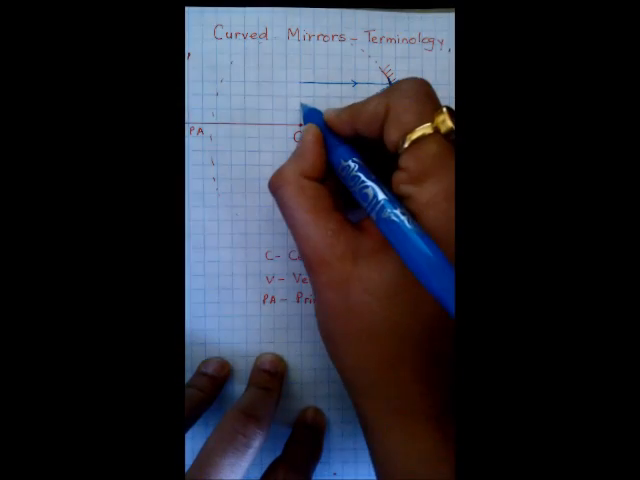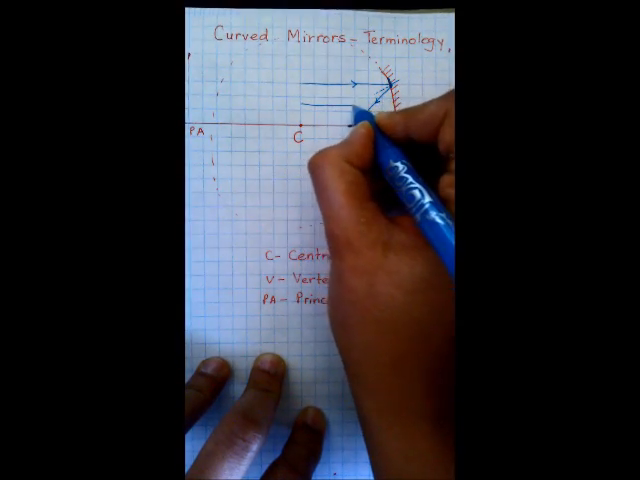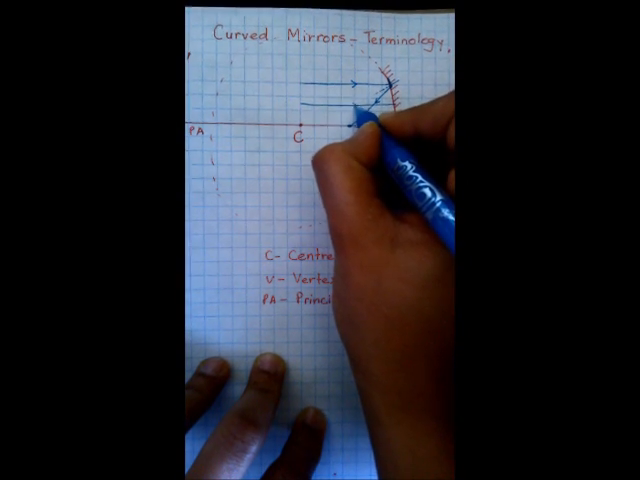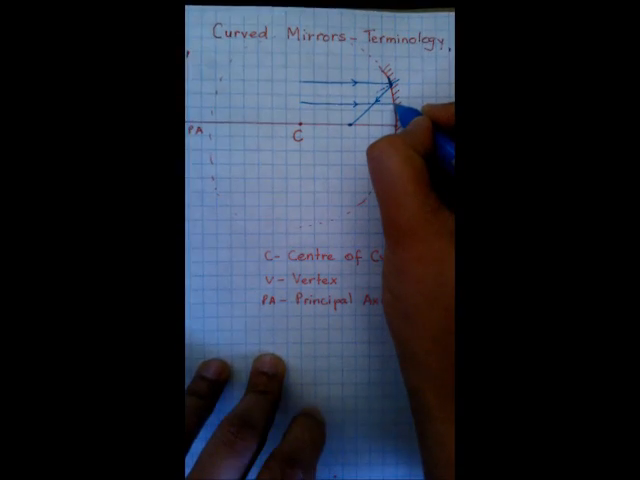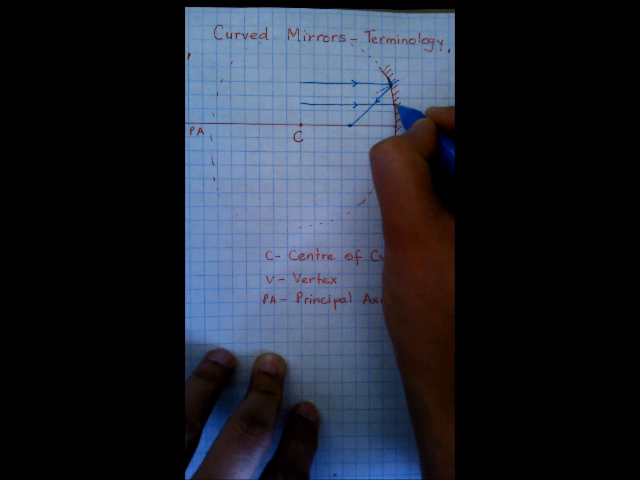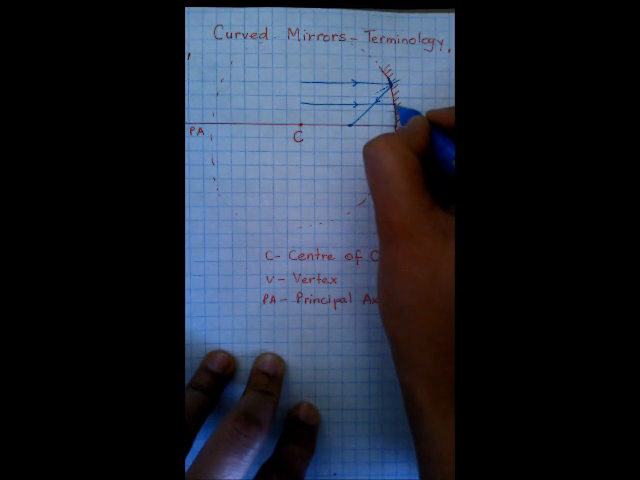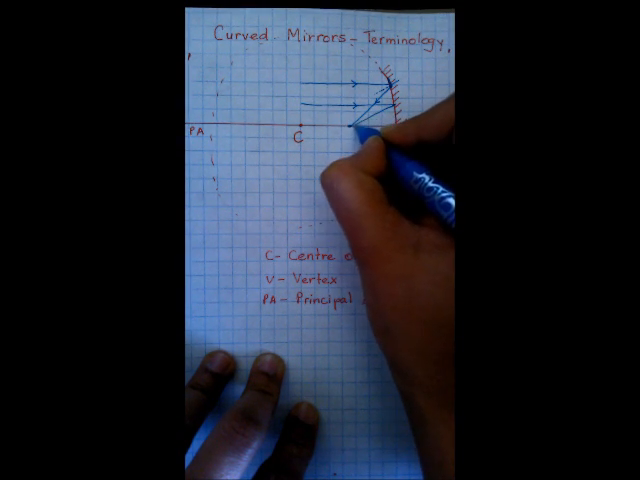Let's draw another ray which is parallel to the principal axis. It will also hit the curved mirror and reflect in a way that it will follow the law of reflection, and it will reflect in this direction.